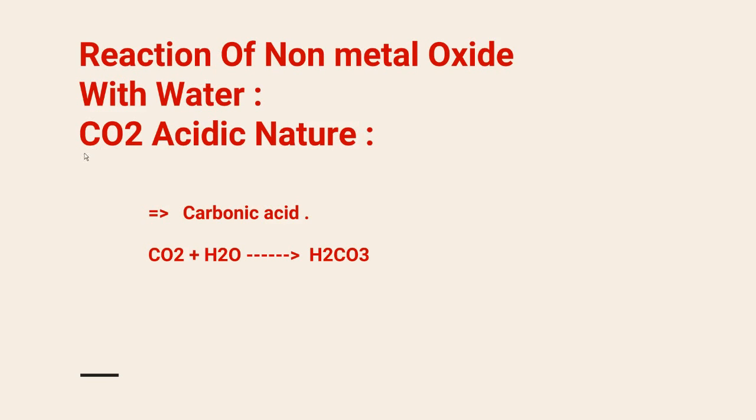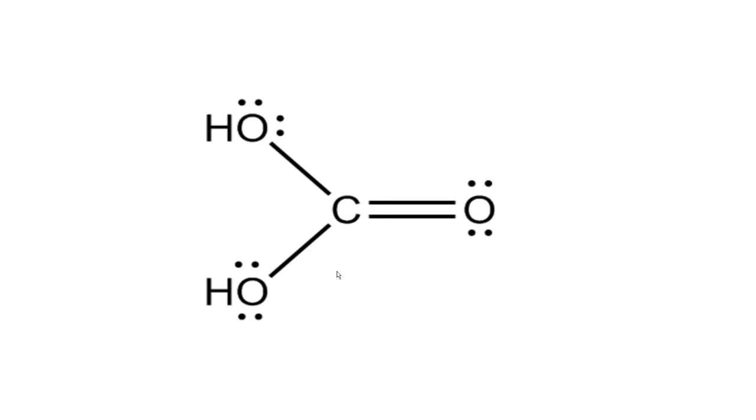Carbon dioxide: carbon belongs to the fourth group and it is a non-metal, so it should be acidic in nature. Carbon dioxide's acidic nature is shown like this. When carbon dioxide reacts with water, it forms carbonic acid. Carbonic acid is an acid, so non-metallic oxides, when dissolved in water, form acids. Now you can see here the structure of carbonic acid, H2CO3.